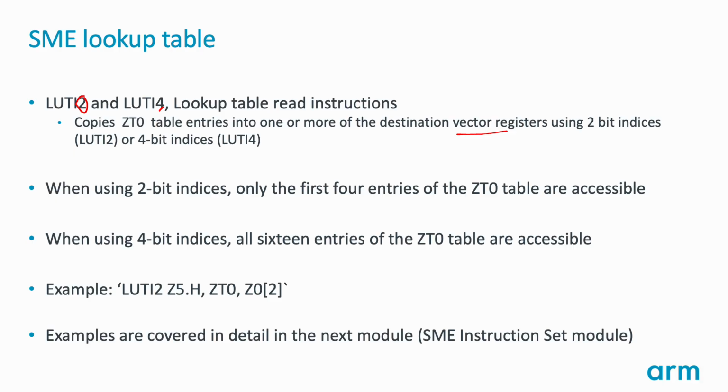Okay, here is an example. Let's see, we have ZT0, which means you are reading the data from ZT0 using the lookup table instruction. You are using a 2-bit index. That is what this 2 indicates. What does the Z5.h and Z0[2] indicate? Let's look into the details.